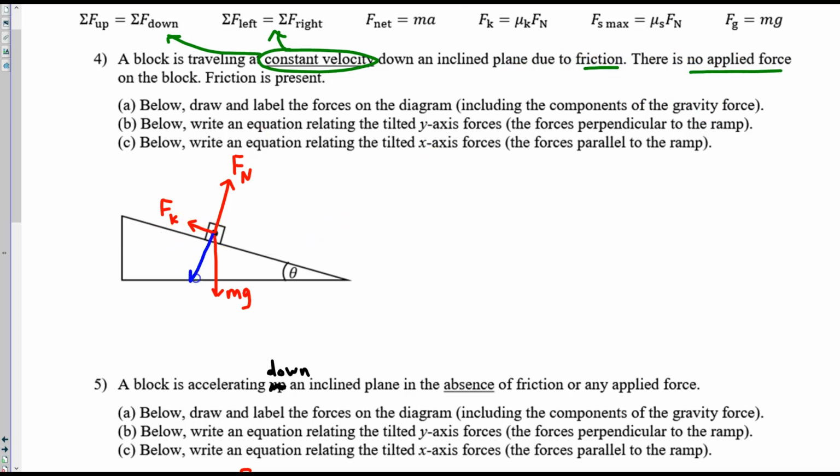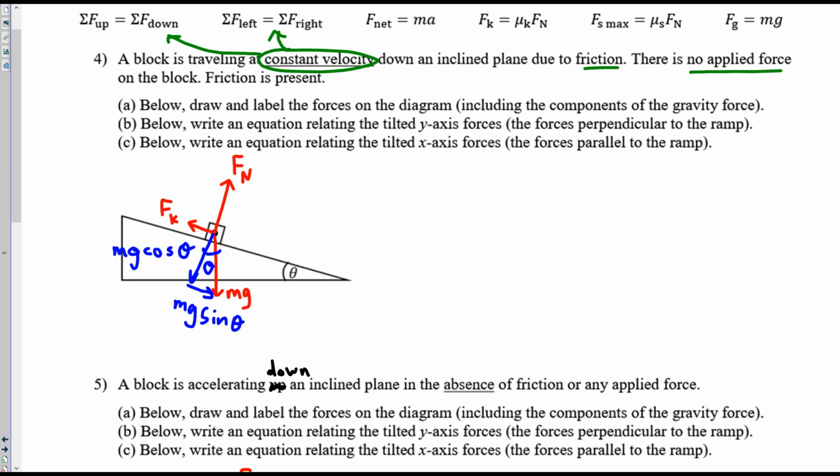All I have to do is add the components of gravity, and I have to label them because it says make a labeled diagram. The component down here on the x-axis, the tilted x-axis, is opposite theta, so we do sine. The component up here on the tilted y-axis is adjacent theta, so we do cosine.